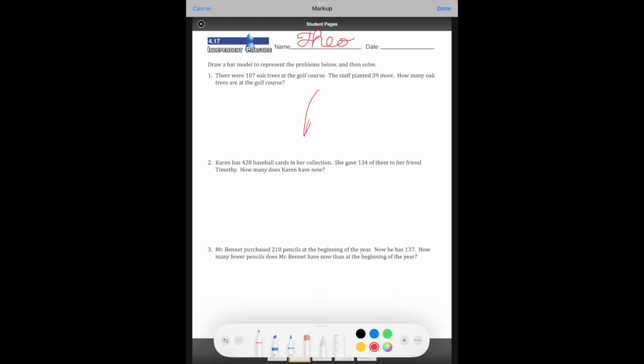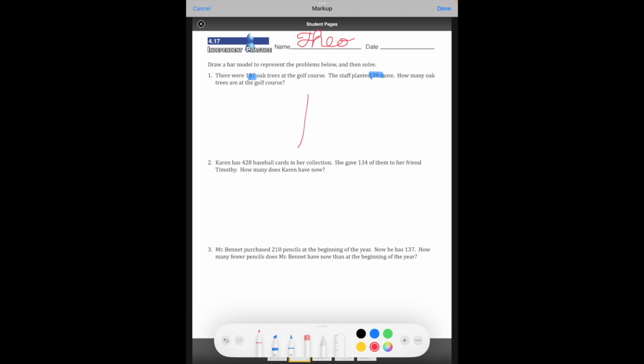All right, so let's take a look at the first question. It's important to find the key details. I like to use a highlighter. There were 107 oak trees on the golf course. The staff planted 39 more. How many oak trees are there at the golf course?